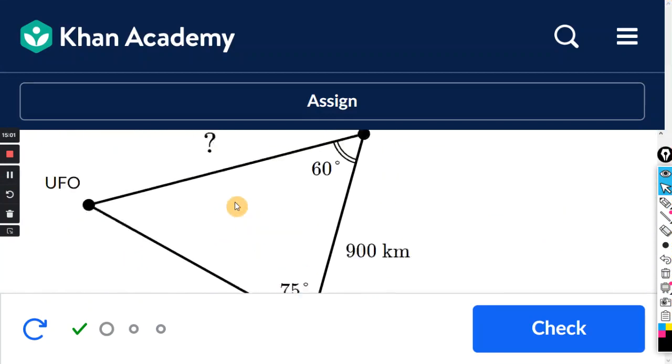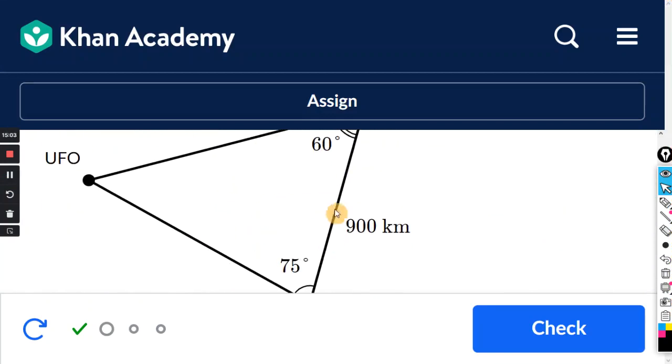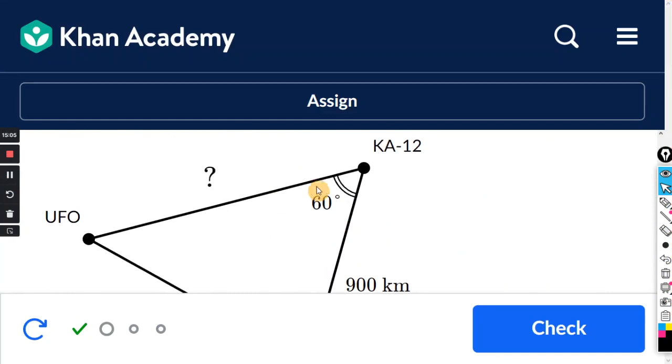Okay, does that answer make sense? Well, this side length is 900, so I could see this one being 1230.